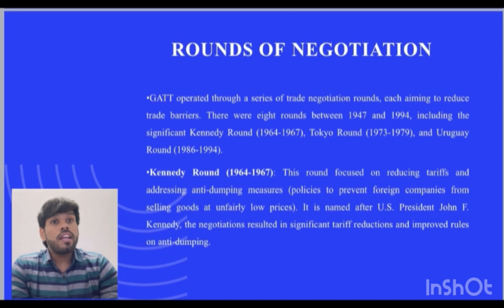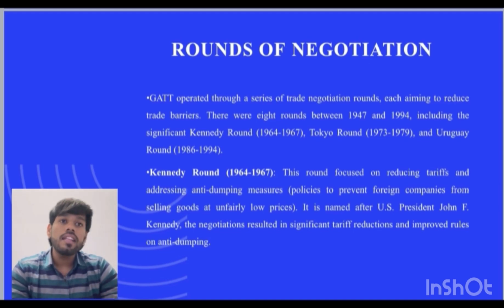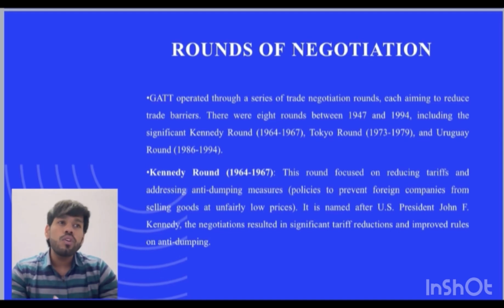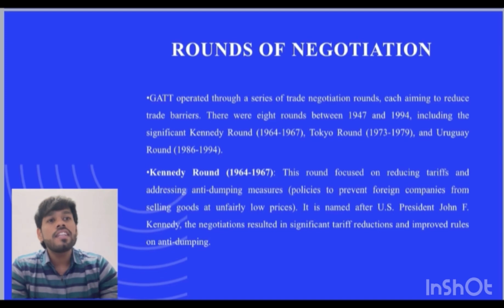Let us see the Kennedy round. This round focused on reducing tariffs and addressing anti-dumping measures. Anti-dumping policies are meant to prevent foreign companies from selling goods at unfairly low prices. It is named after US President John F. Kennedy. The negotiation resulted in significant tariff reductions and improved rules on anti-dumping.